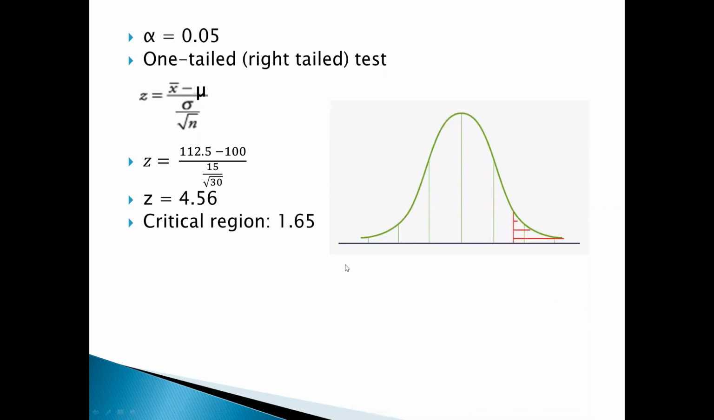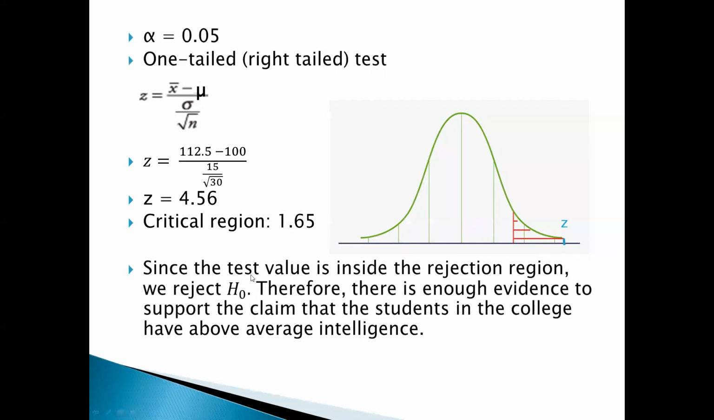So we plot the critical region with the red marks here. And we plot the test value, which is the blue one. Z is 4.56, so I put it at the edge of the graph. Since the test value is inside the rejection region, we reject the H0. Therefore, there is enough evidence to support the claim that the students in the college have above average intelligence, meaning the 112.5 is significantly different than the 100 population mean.